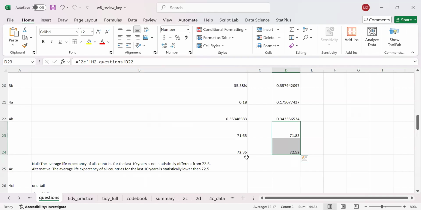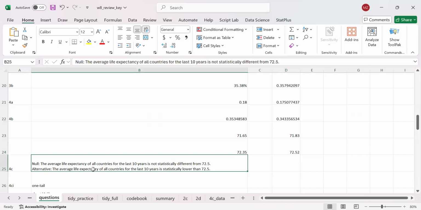So we want to see if average life expectancy for the last 10 years across all countries is lower than 72.5 years, which is the average life expectancy for the previous decade. So we have that statistic from the last decade, and we want to see if our average life expectancy for the last 10 years, for which we have the data, is lower than 72.5 or not? So write the null hypothesis.